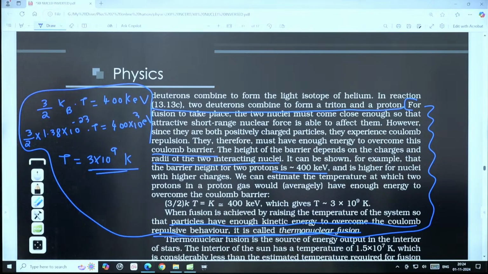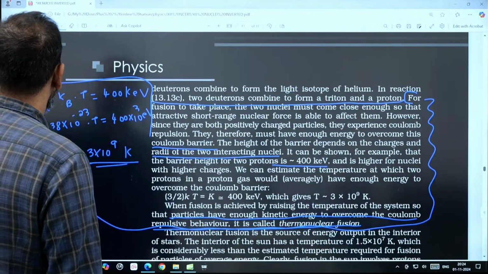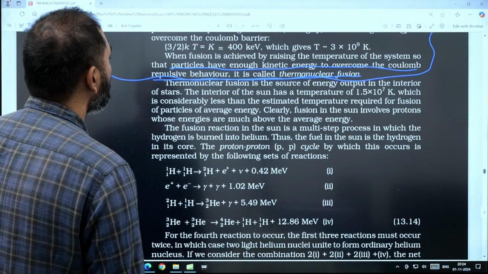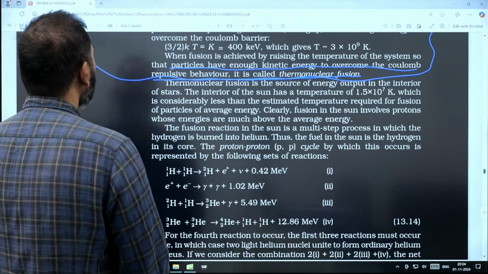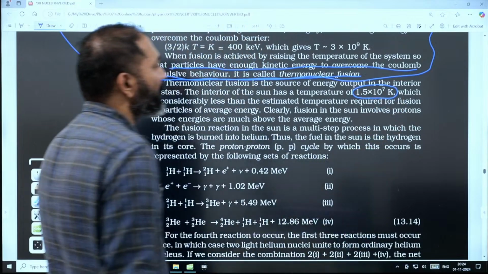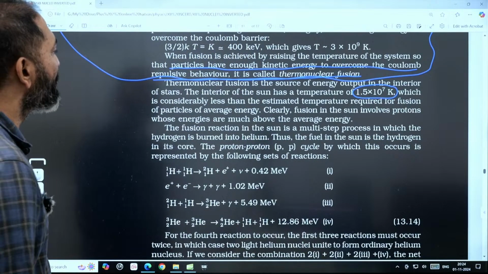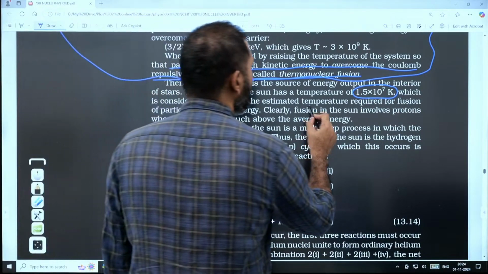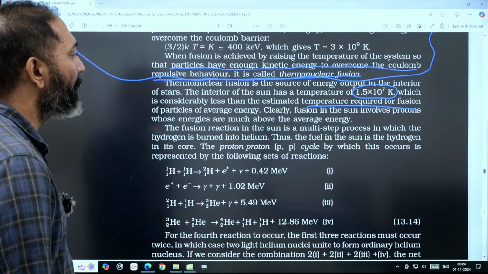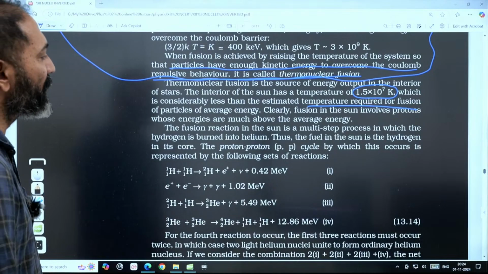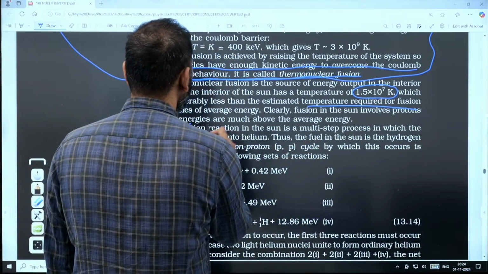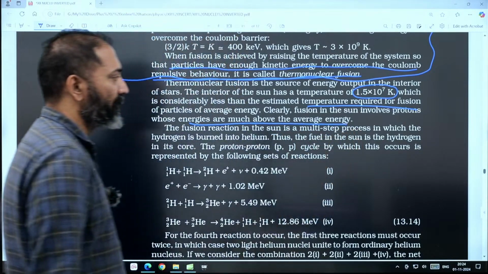So let's continue. Thermonuclear fusion is the source of energy output in the interior of stars. The interior of the sun has a temperature of 1.5 × 10^7 Kelvin, which is considerably less than the estimated temperature required for the fusion of particles of average energy. Clearly, fusion in the sun involves protons whose energies are much above the average energy.